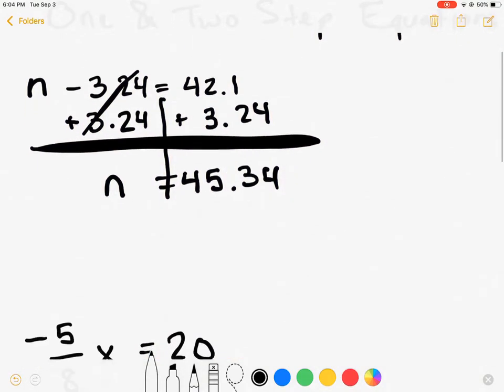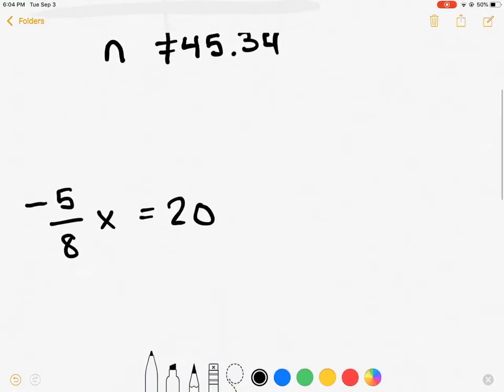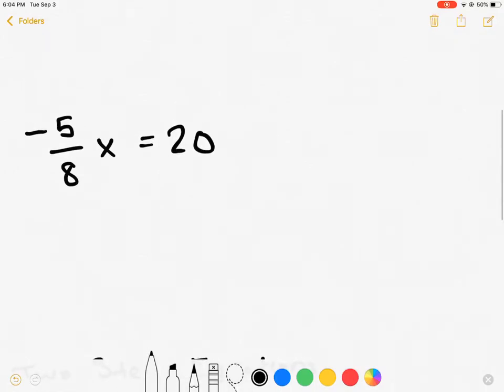Let's take a look at a one-step equation that's a little bit more challenging, and this one's going to involve multiplication. So our example here is going to be negative 5/8 times x is equal to 20. And again, we want to figure out what our variable x should be equal to. When you read that equation, it's asking you to multiply your variable x by negative 5/8. So if we want to solve for x, we want to do the inverse. We want to divide by negative 5/8.